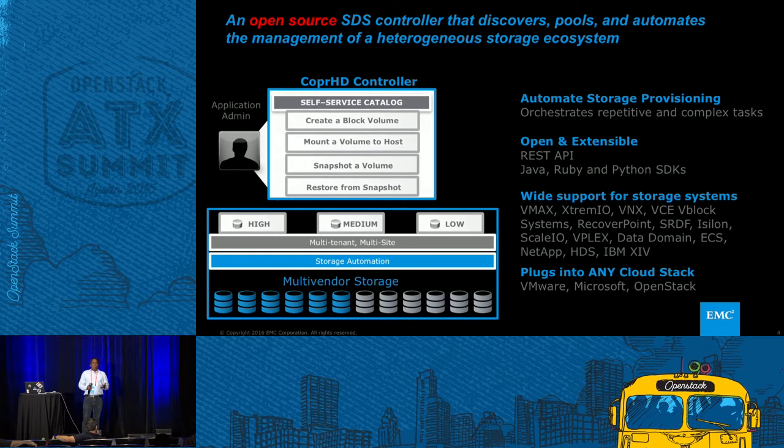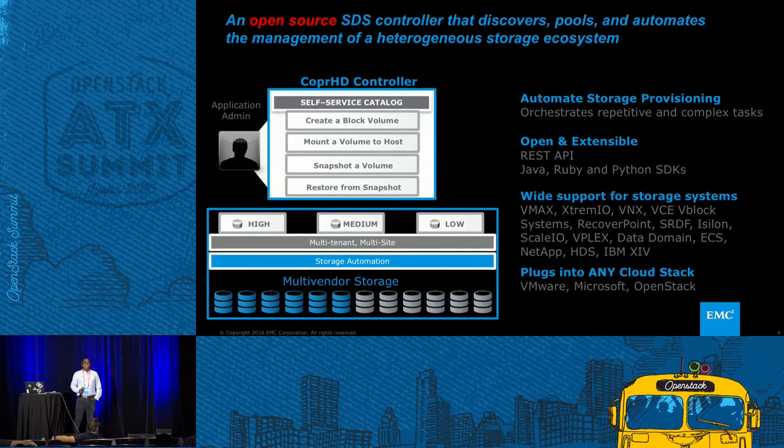We were in one of the keynote sessions, where Jonathan mentioned a user quote saying that OpenStack is all about providing a flexible framework for compute, network, and storage. Copperhead is no different. It provides the flexible framework for storage. Look at the wide variety of storage it manages, starting from EMC storage systems, VMAX, XtremIO, VNX, et cetera, to NetApp, IBM, SDS, whatnot. All of this heterogeneous storage is managed with an intelligent layer called storage automation.